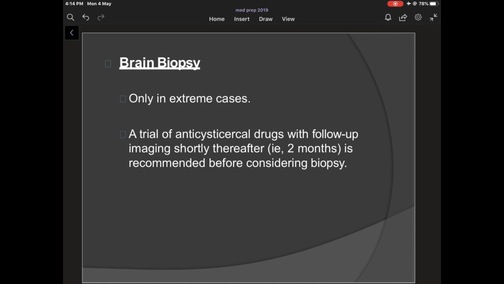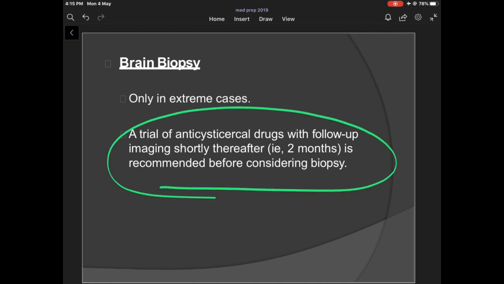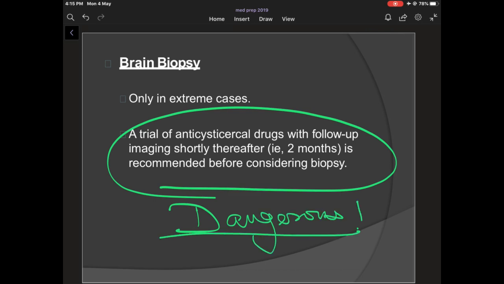Brain biopsy is not done in that many cases. It is very, very rarely done, and that too only in extreme cases. It is better to do a trial of anti-cysticercal drugs followed by imaging shortly thereafter, like 2 months, before considering biopsy, because it is very dangerous. Brain biopsy is not an easy job to do.